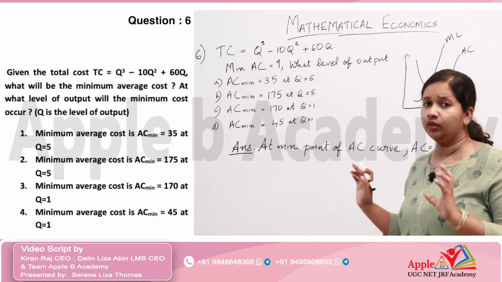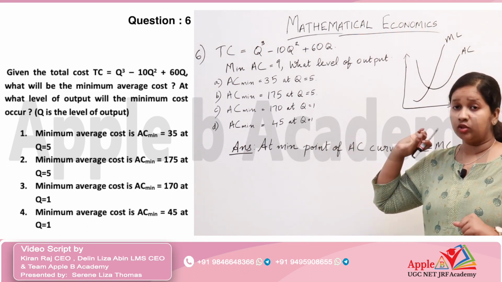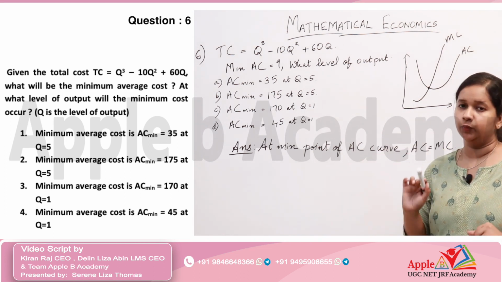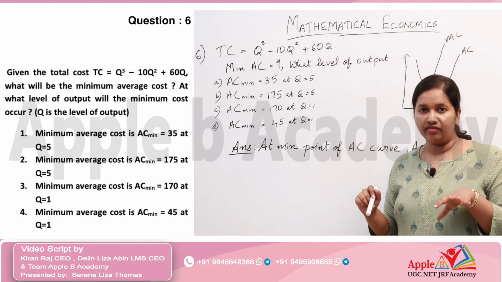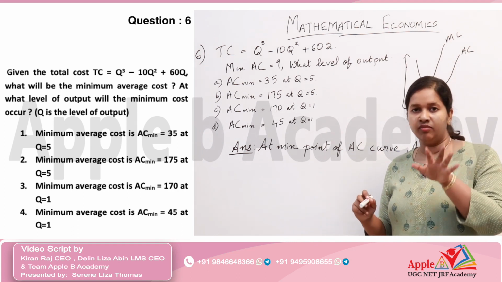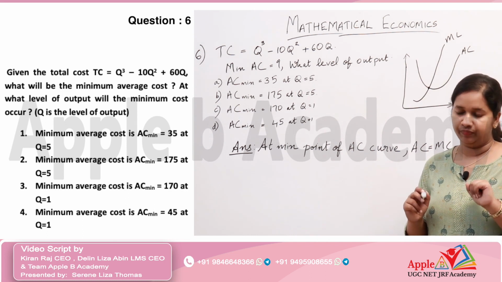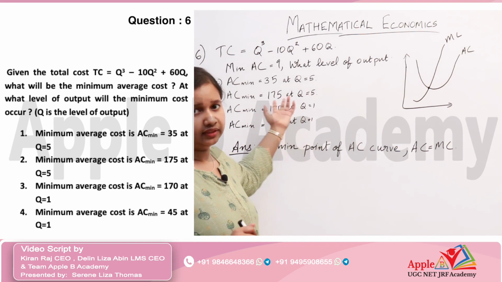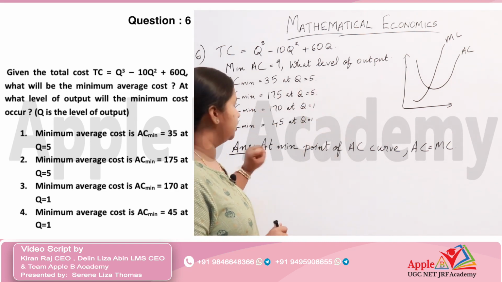This question is from the cost function. We have the total cost given, which is q cube minus 10q square plus 60q, and we need to find the minimum average cost and the level of output at which the average cost is minimum. The minimum average cost and the corresponding output are given as options.